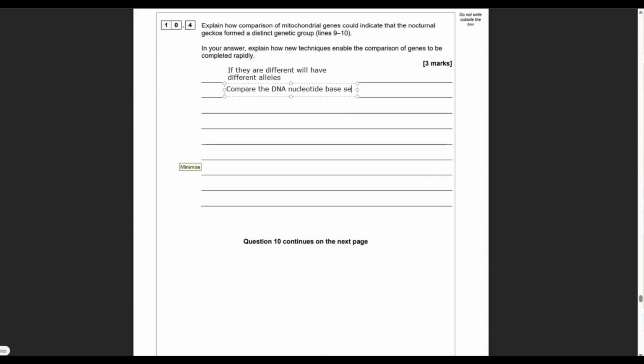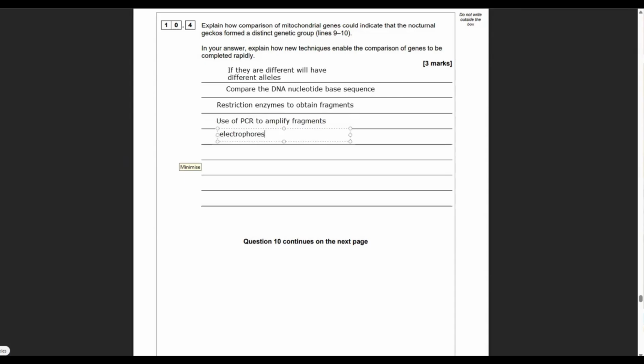So, they're going to have different alleles, right? Because they're in distinct genetic groups. We want to prove the nocturnals form a distinct genetic group. How are we going to prove that? Well, if they're a distinct genetic group, their alleles or their genes are going to be different. So let's compare their DNA nucleotide base sequence to the diurnals.